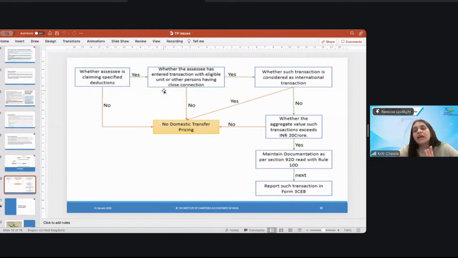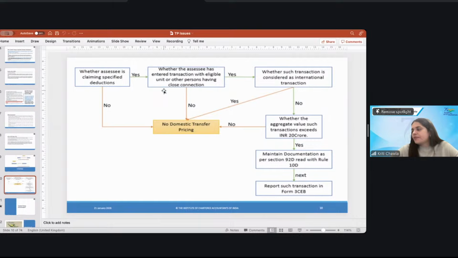If no, then you will have to check for the aggregate. The aggregate of all those transactions should be more than 20 crore rupees. If yes, that is where you'll have to maintain the documentation, which is provided in section 92D, the TP study. And after you do the TP study, you'll also have to file Form 3CEB to report those kinds of transactions. So this is what you'll have to check for the purposes of SDT. First, whether it is claiming deductions, then whether it is an associated entity, and then the threshold is to be checked for the purposes of SDT.